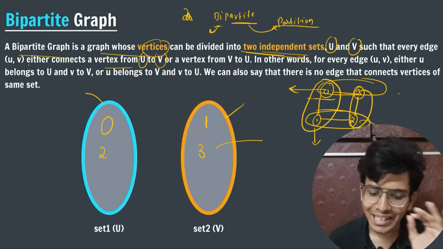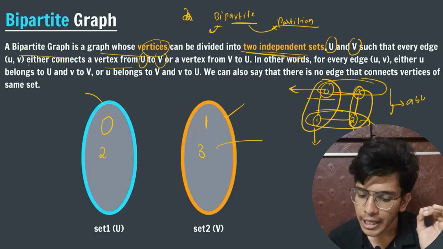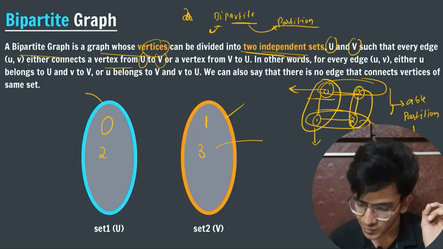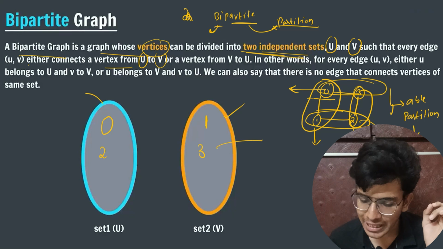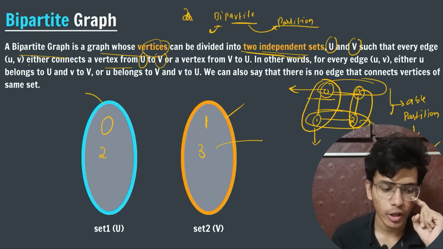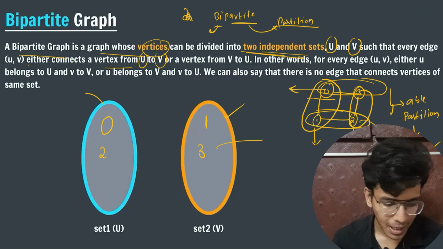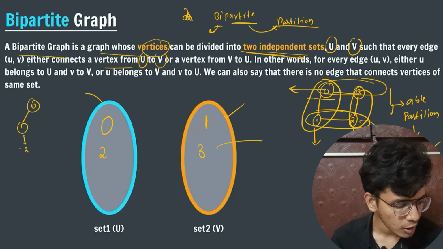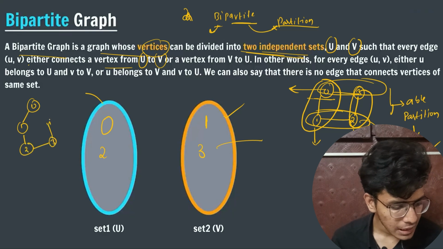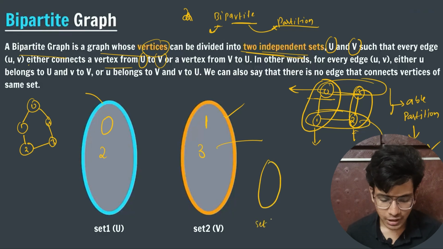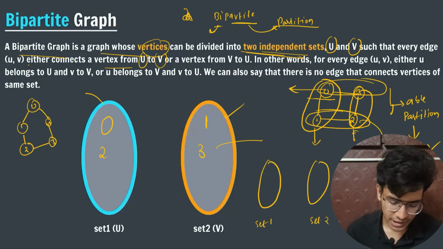Okay, so if I am able to create this partition, then it is said to be a bipartite graph, else it is not a bipartite graph. For example, let us consider a graph something like this: 0 is connected to 1, 2, 3, 4 and 5. Now if I want to divide this into two different sets, let us say this is my set 1, set 2.